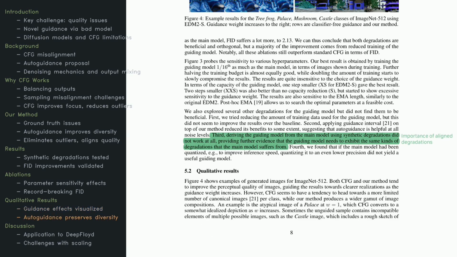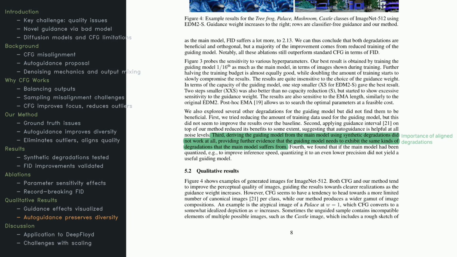Page 8 lower discusses training strategies and more visual outcomes. The authors note that cutting down on training data for the guiding model doesn't help much, but matching the degradations between the main and guiding models is crucial. If the synthetic degradations don't align, performance gains vanish.